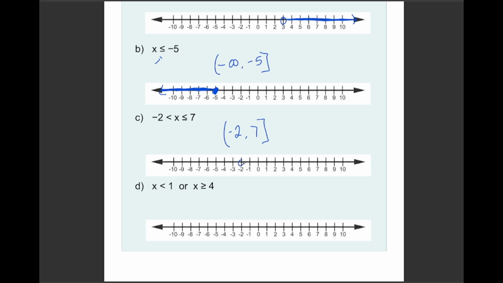Okay, so then I'm going to have an open circle at -2 and a closed circle at 7. And I'm going to shade all the values in between the two. Just like this.